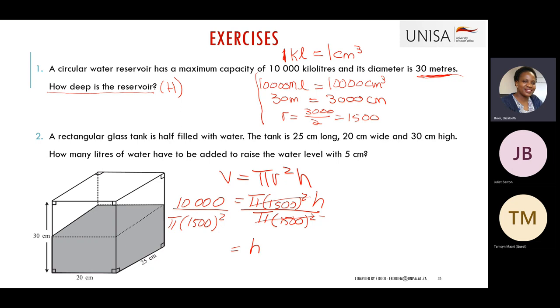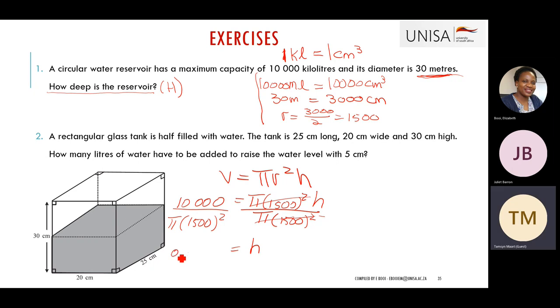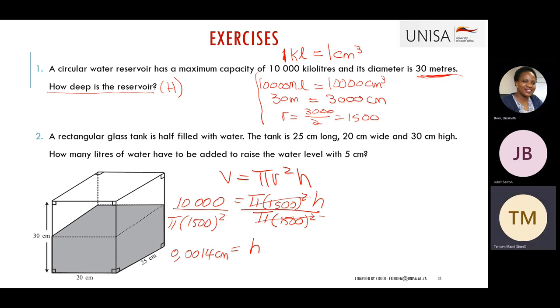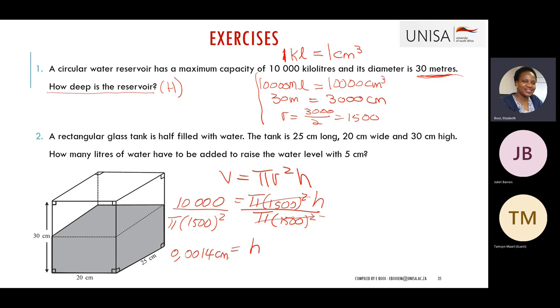0.0014. Am I calculating it right? I got 0.00144716. And this will be in centimeters. So if I need to convert it back to meters, I need to divide, because we multiply to convert from meters to centimeters.